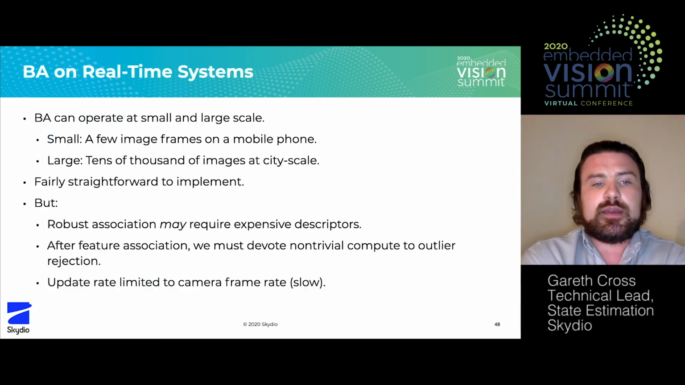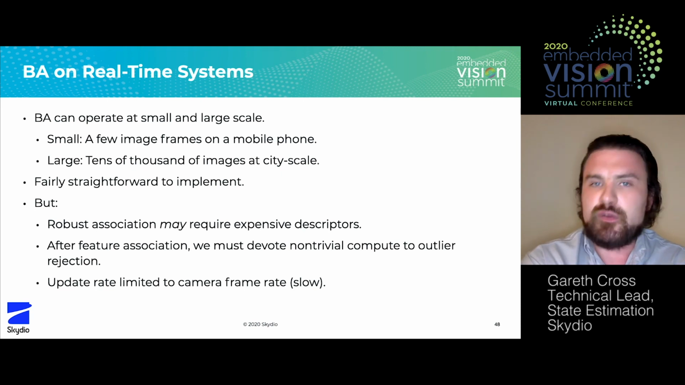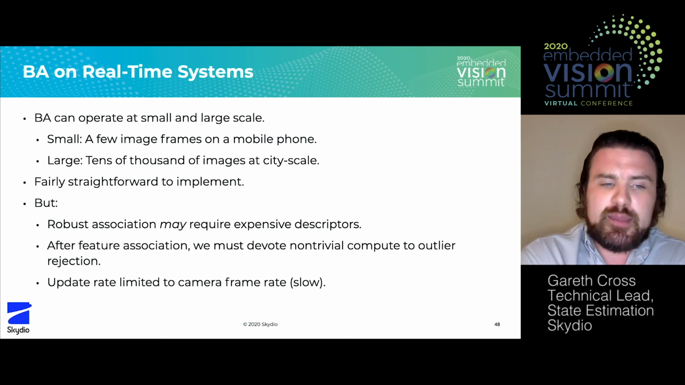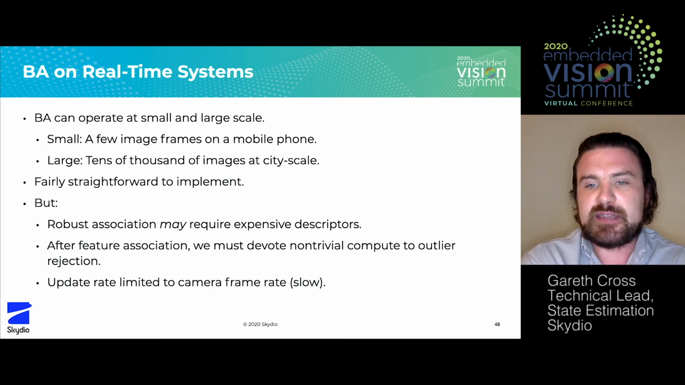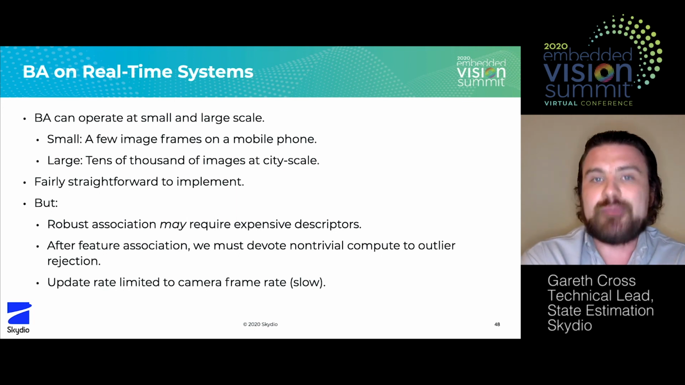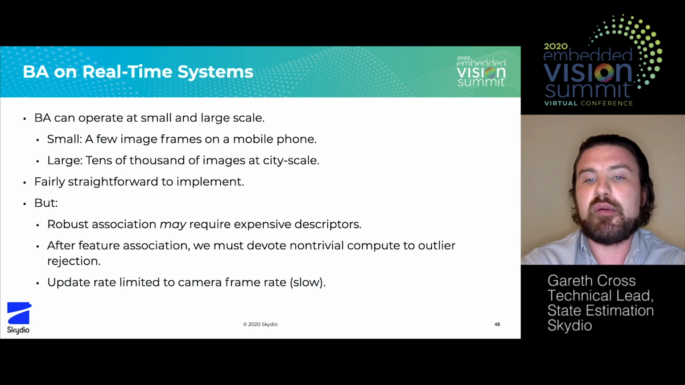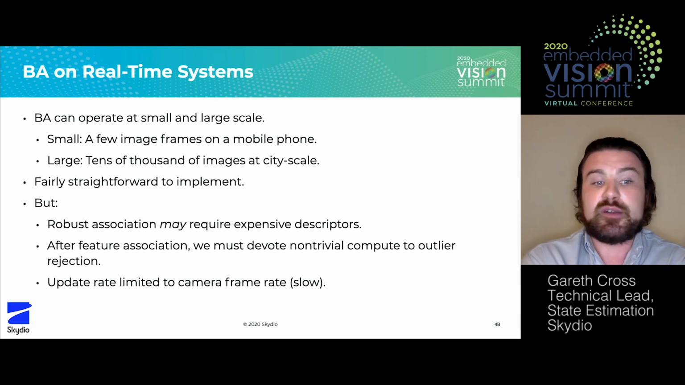But bundle adjustment implemented in this format as a nonlinear optimization is very useful computationally. It's very scalable. You can run it on a few frames on a mobile phone or a drone, or on tens of thousands of images at city scale. It's straightforward to implement. The caveat is that it only operates at image rate. For example, if your camera is running at 30 frames per second, then at 30 hertz you will get an updated estimate of your pose, which isn't always suitable. In a real-time control application, you will probably want faster than that on a robot, for instance.